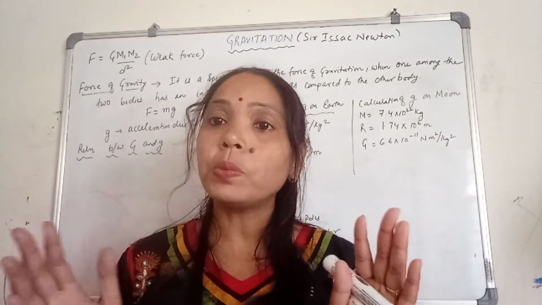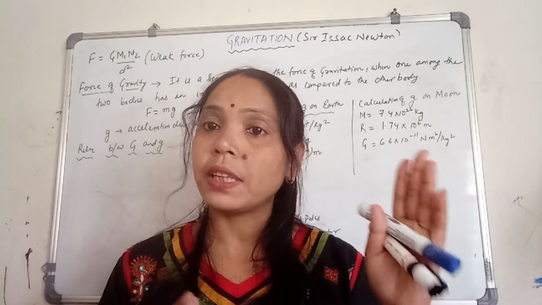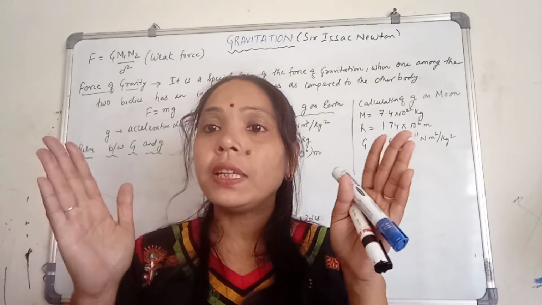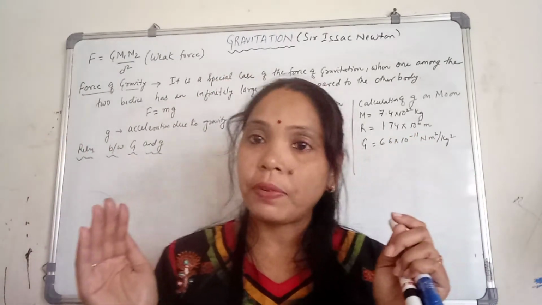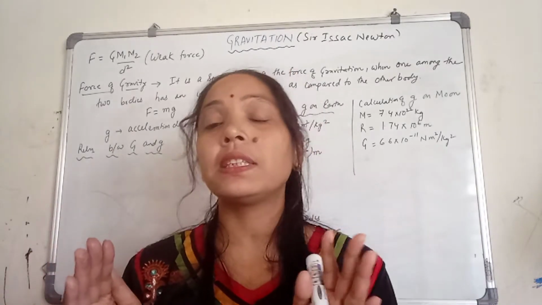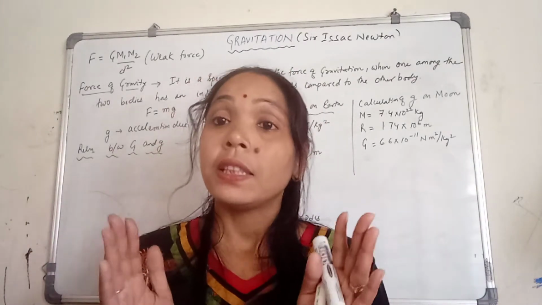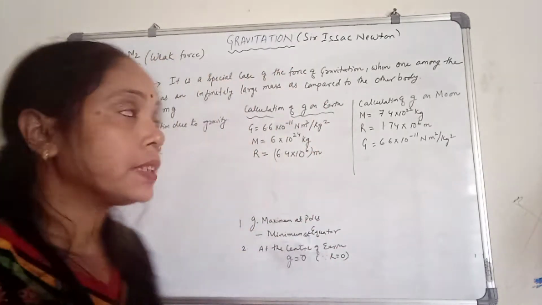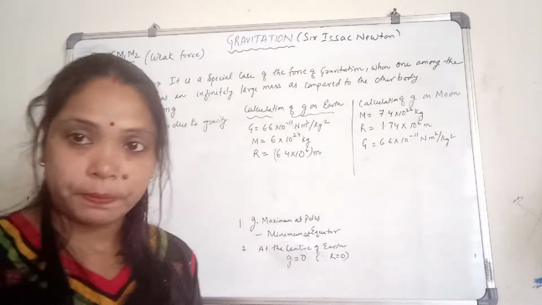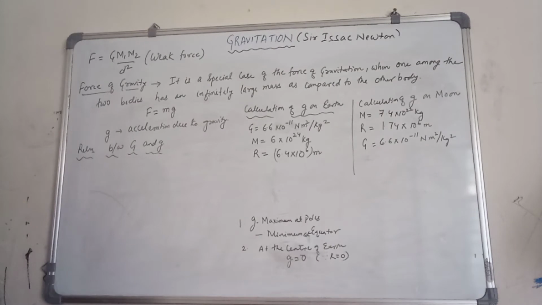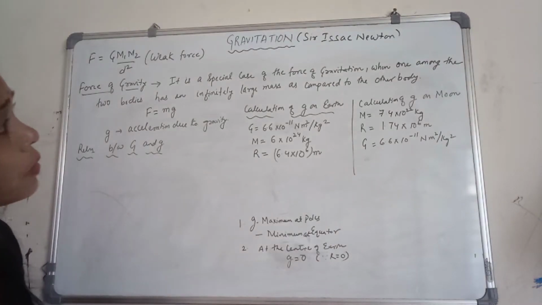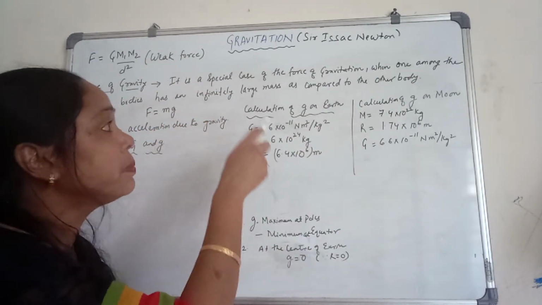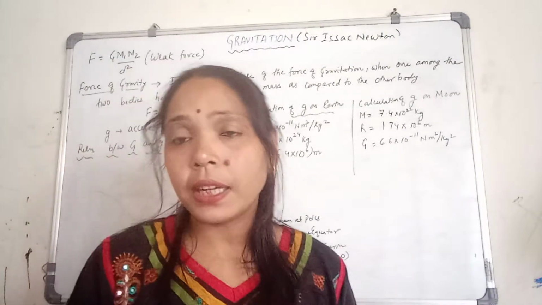Now if you compare the two objects, that is your small object, the apple or any other object, and the earth, between these two there is a force of gravitation, but in that case we are not saying this as a force of gravitation, we say this is a special kind of force of gravitation, which is called a force of gravity. So what is the force of gravity? It is a special case of the force of gravitation when one among the two bodies has an infinitely large mass as compared to the other body.